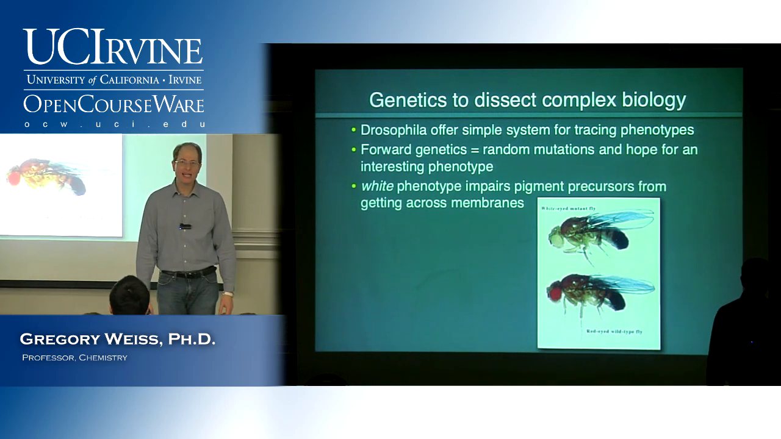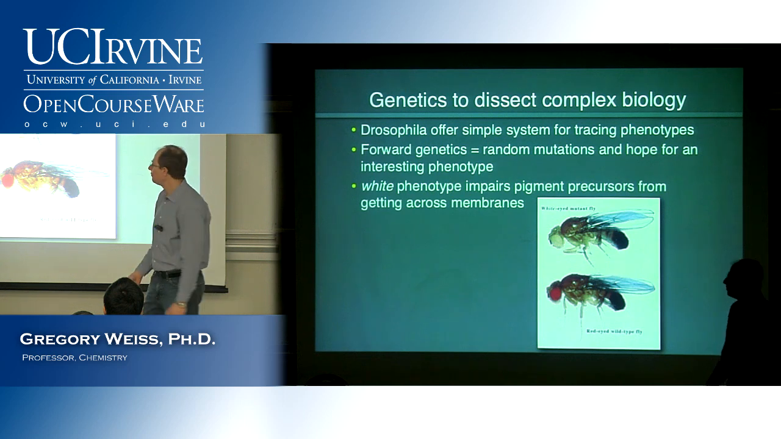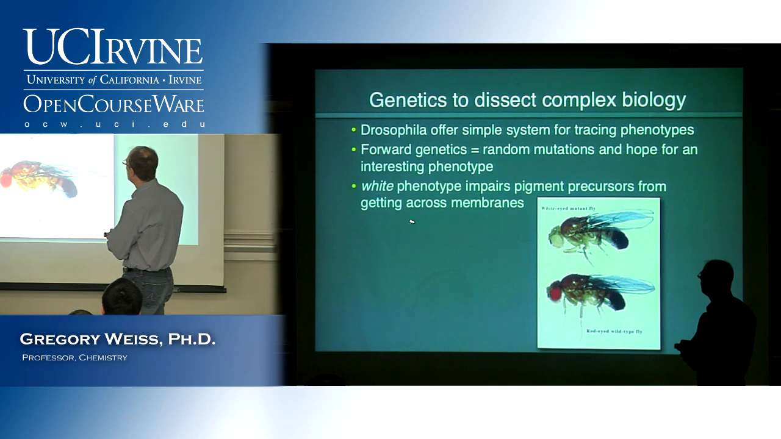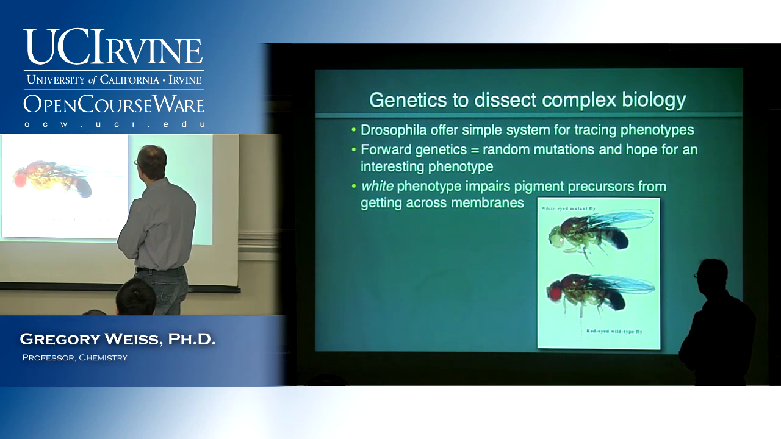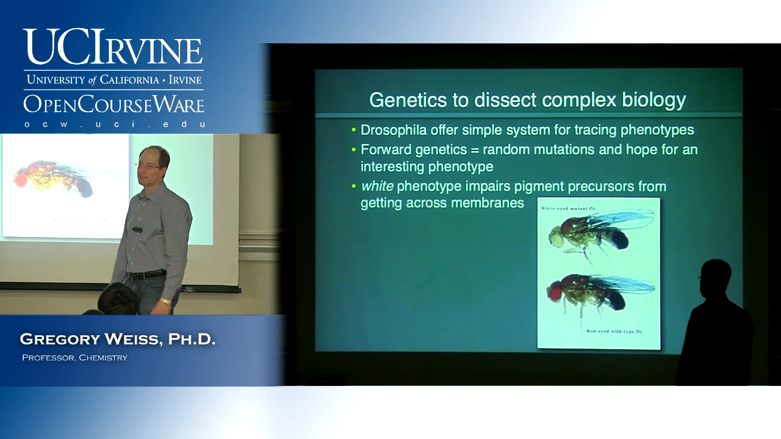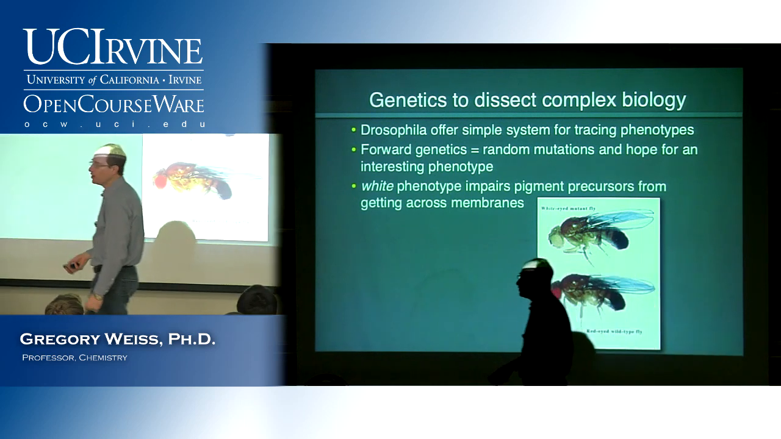And then if you spend time looking at the different mutations that result in the white eye, you will figure out that this actually results from mutations that prevent the pigment precursors that result in the red eye from getting across the cell membranes. Okay? So white eyes result from mutations that prevent those pigment precursors that eventually result in the red eyes over here. Okay? So this approach is called forward genetics.